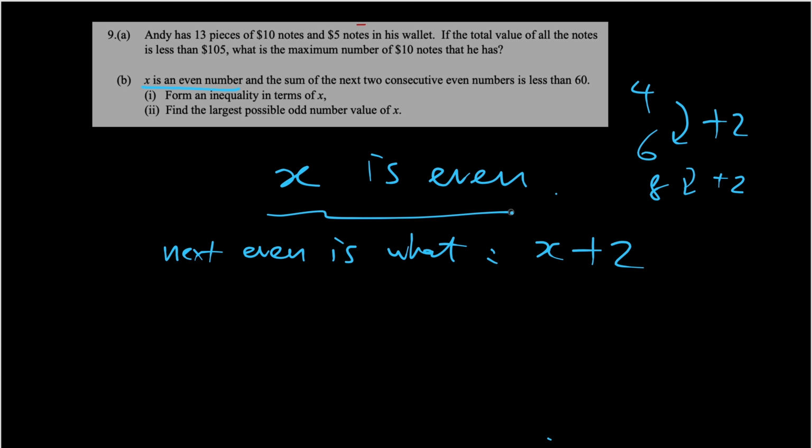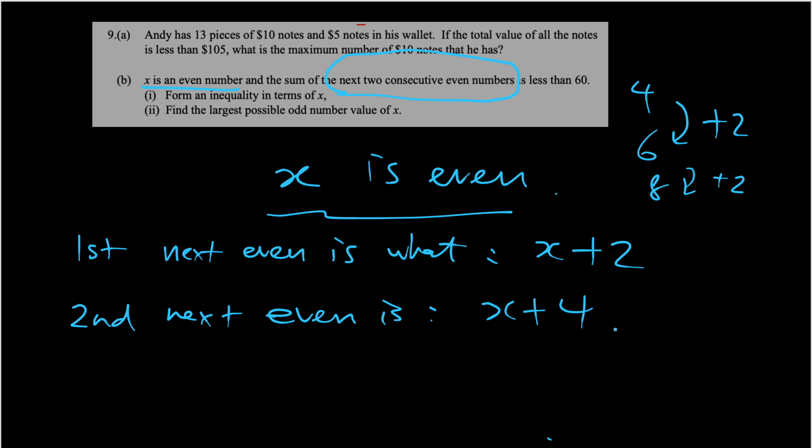So now x is the even number. The next even number compared to x is x plus 2. So this is the first next even number. But they say the next 2 consecutive even numbers. So I already have the first next even. So the second next even is? x plus 4. Yeah. Okay.